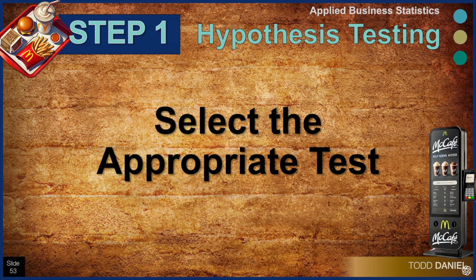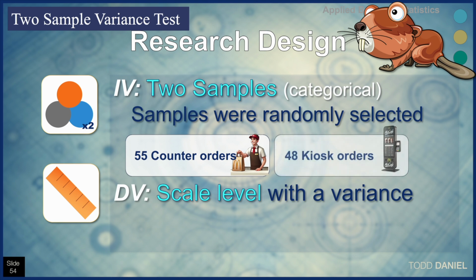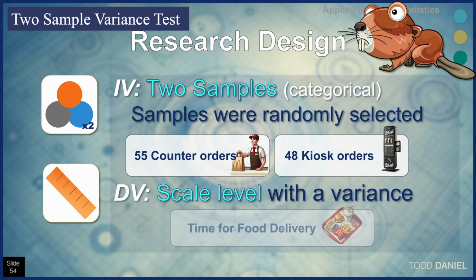So we're going to do a hypothesis test. We're going to begin by selecting the appropriate test. In this design, we have two samples, both of which are categorical. We have 55 orders from the counter and 48 orders from the kiosk. The number that we're looking for variability around would be time, so number of seconds for food delivery. Is there greater or lesser variability in one of these two samples?